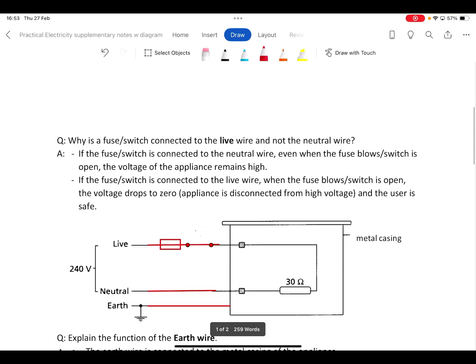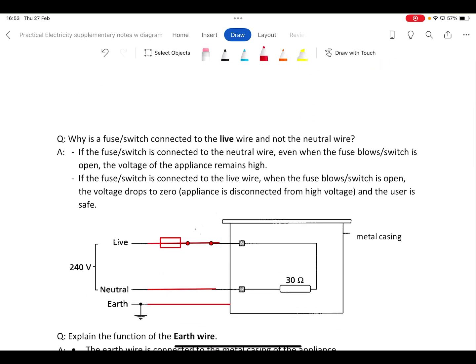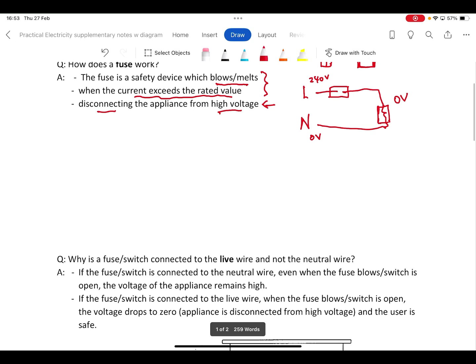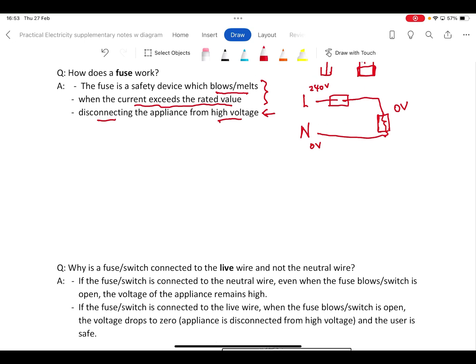The next question is asking you, why is a fuse or switch connected to the live wire and not the neutral wire? What will happen if we connect the fuse to the neutral wire instead of the live wire? Let's draw it and see.